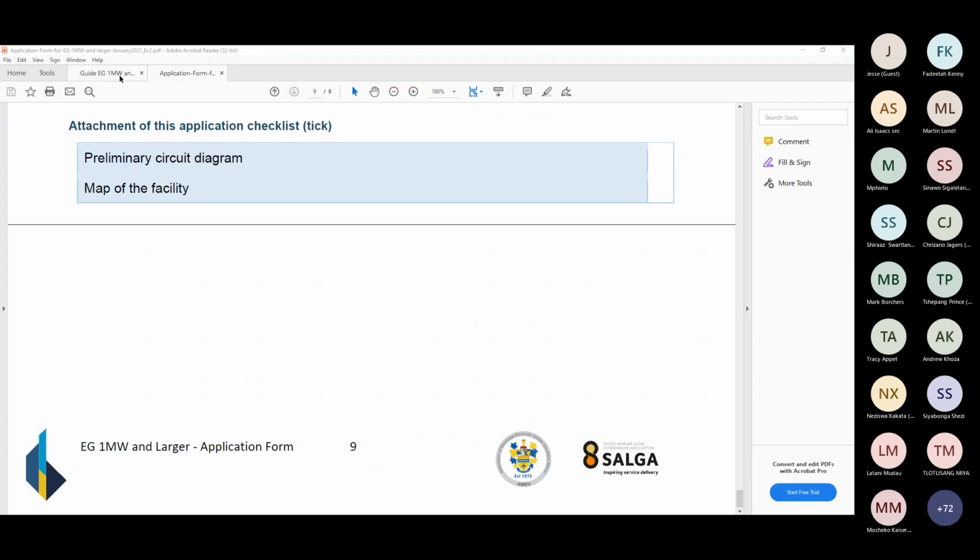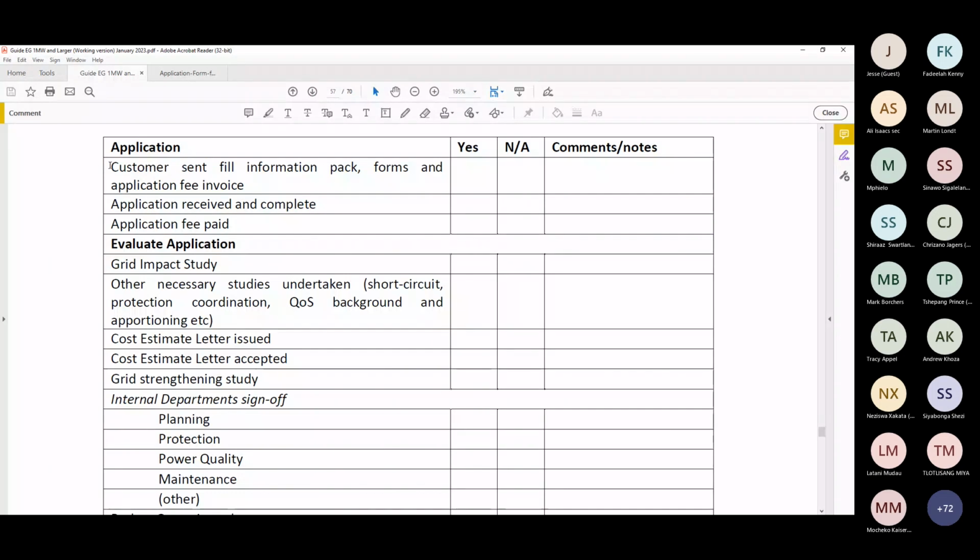So if we go back to the checklist, if you want to do that first section now, did the customer receive the full information pack, forms and application fee invoice? Do you think yes or not applicable? Well, it is applicable. And did he receive it? Then was the application received and is it complete? Well, in our case, it's not 100% complete. So you are going to send back the customer until he completes it. And then I would say you can tick this one. And the same with the application fee paid. Once you've got it, that's an easy one to tick.